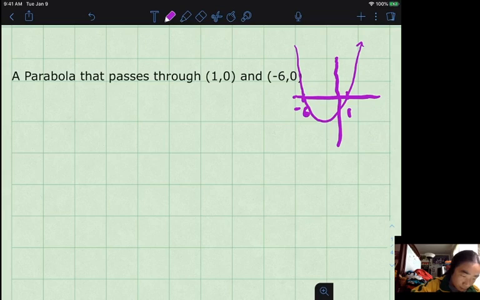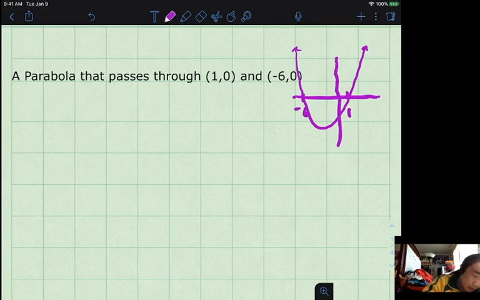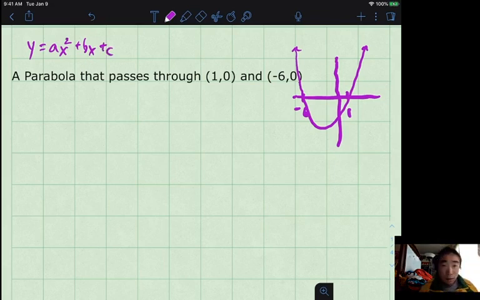So for simplicity, maybe we want to graph a parabola that points upwards like this. Then we go back to one of the forms of a quadratic: y equals ax squared plus bx plus c. Anybody remember what this form is called? Yeah, this is standard form. So you're very close.